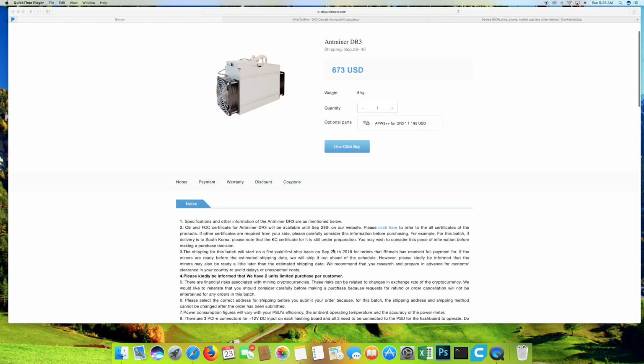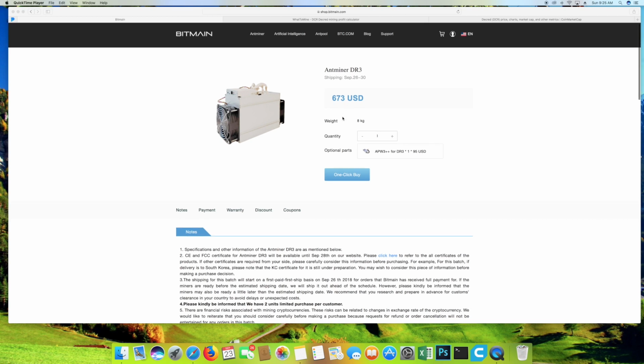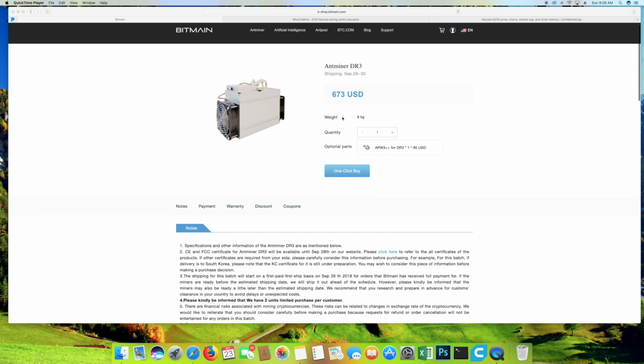So this miner looks like it'll be about $673. You know that you will need at least one power supply, so the APW3++, which is about $95. So you're looking right here at about $773 already, plus another $100 to ship it, so $877, so about a $1,000 purchase. So we're looking at a $1,000 purchase for the new Antminer DR3, which is doing the 7.8 terahash at 1410 at the wall. Now the real question is, is it profitable?